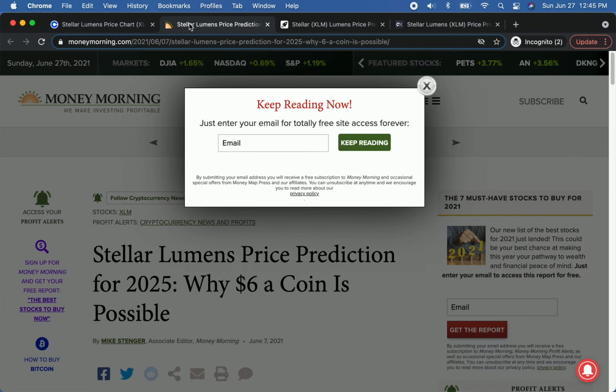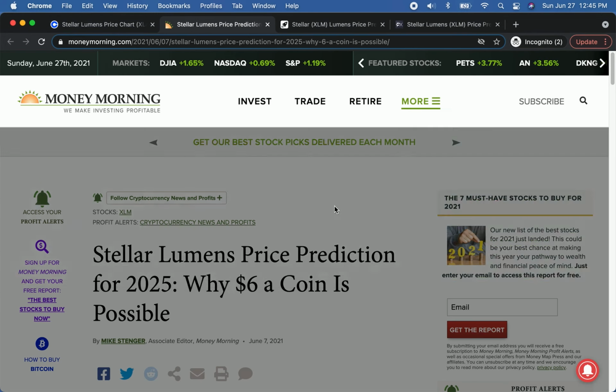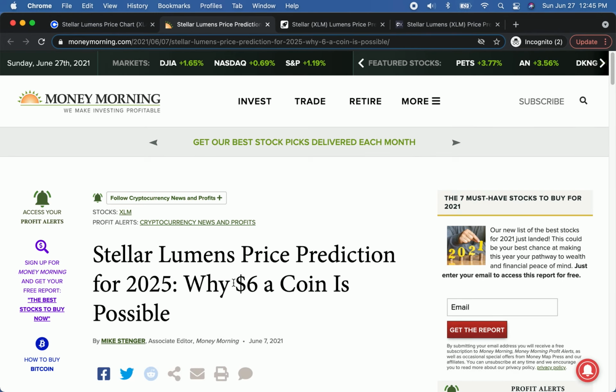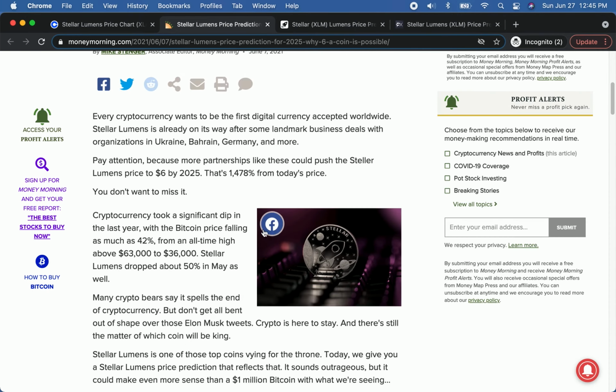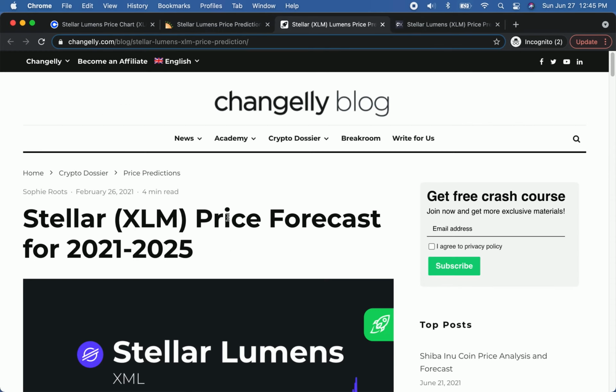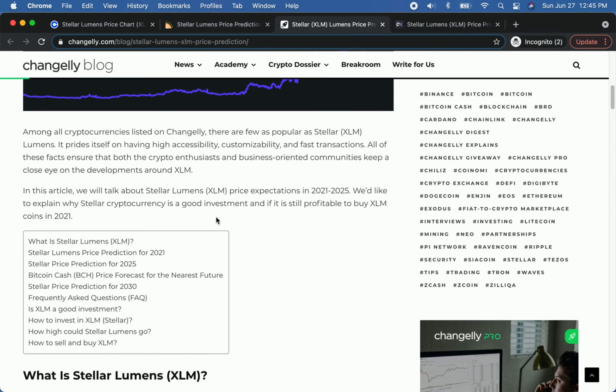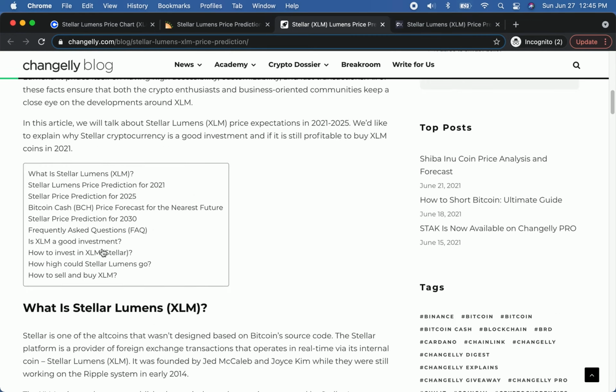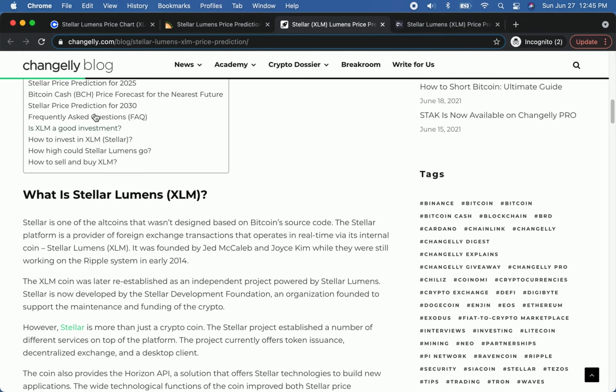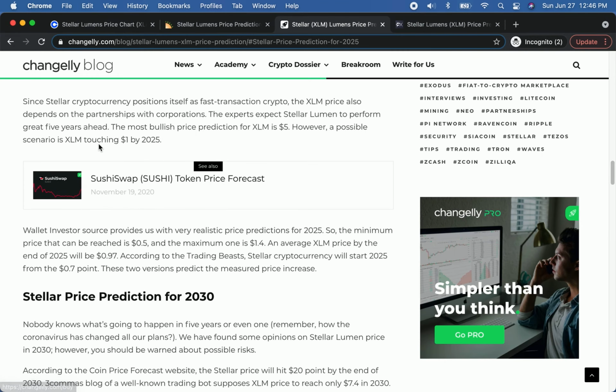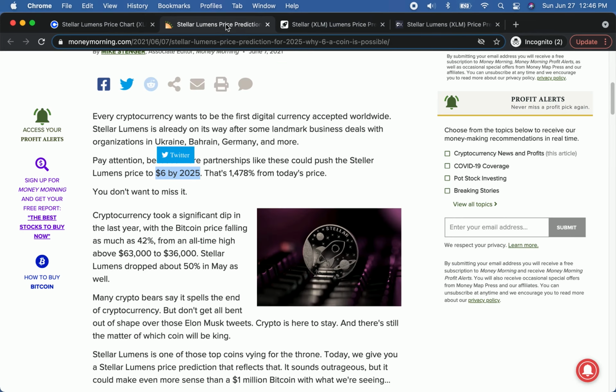Let's look at where some people think it's going to go. If you look at Money Morning, they think $6 a coin is possible, and they think that's going to happen by 2025. Now let's look at another one, the Changelly blog. Let's scroll down and look at some of their price predictions. Let's look at their price prediction for 2025 also. And they think it's going to be at $1 by 2025. So they still think it's going to be an increase in the price, but definitely they don't think it's going to go as high as Money Morning.